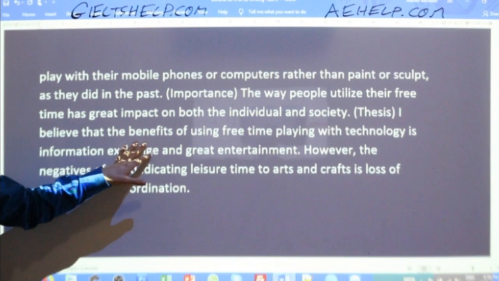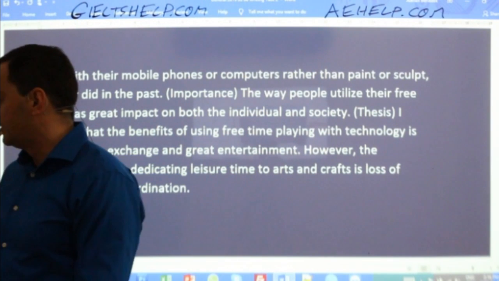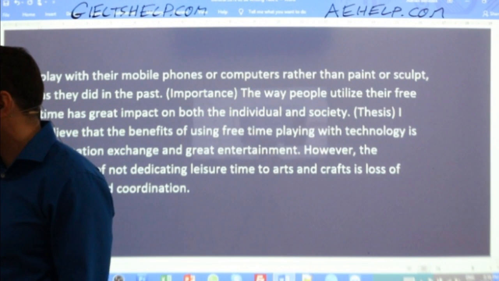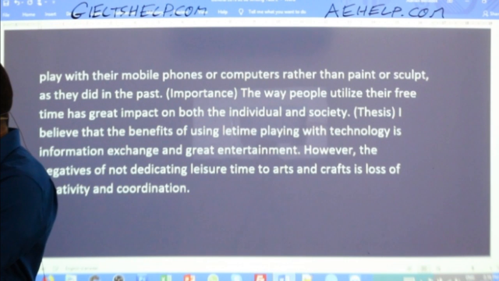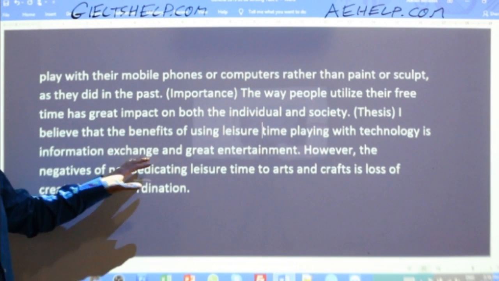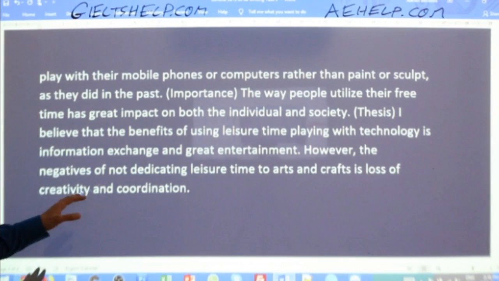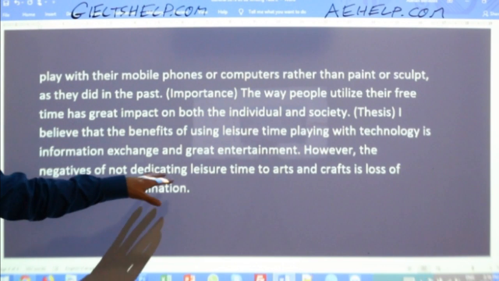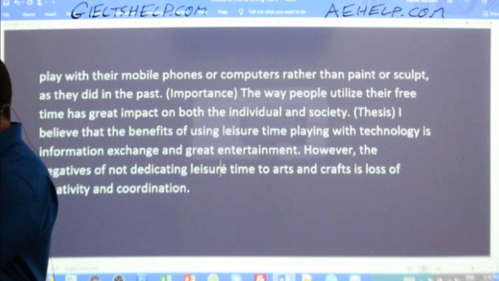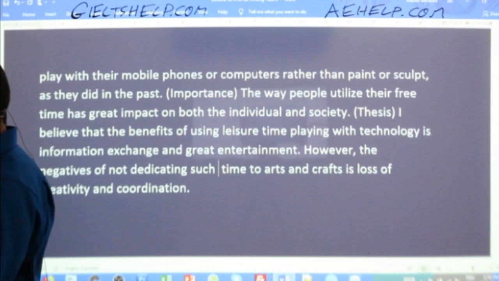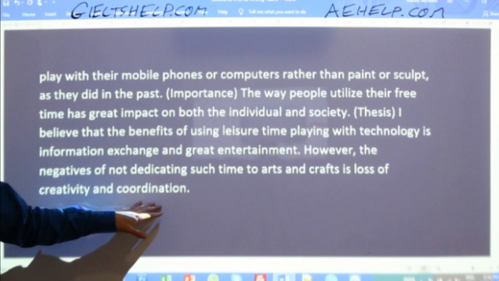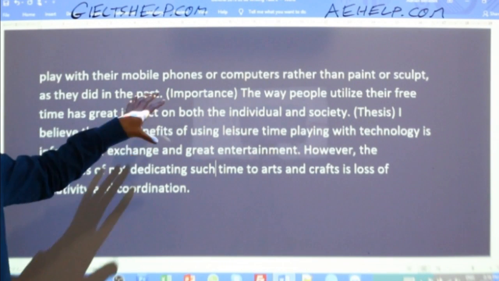I believe that the benefits of using leisure time playing with technology are information exchange and great entertainment. I'm avoiding using free a little bit too much. However, the negatives of not dedicating such time to arts and crafts, just avoiding repetition, okay? You should do that at home when you're reviewing. Such time to arts and crafts is loss of creativity and coordination, okay? And now I have my body 1 and body 2.